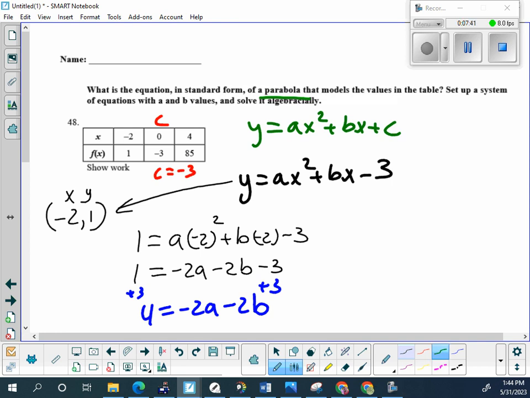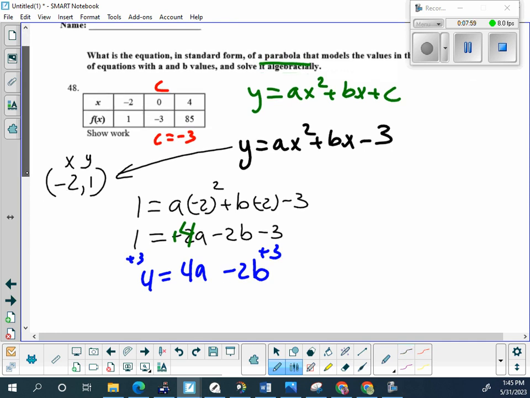My mistake is right here. Negative 2 squared is 4. This should be just a positive 4. Shame on me. Again, going way too fast here, but just trying to make the video short. So this should be 4a. So when I clean this one up here, my one equation that I got from that is 4 equals 4a minus 2b.